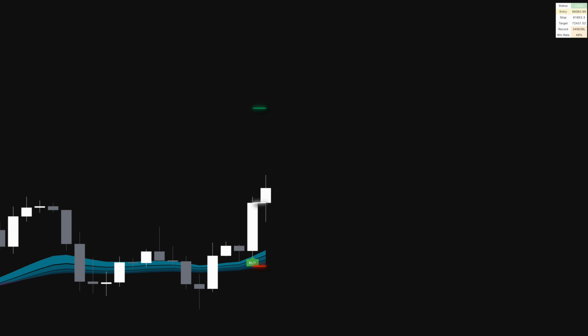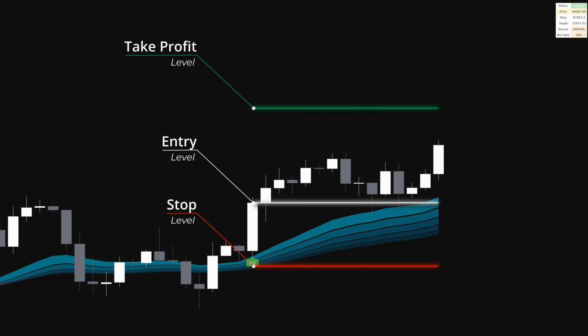If you're new here, this is a trend-following indicator that handles entries, exits, and risk management in one tool.